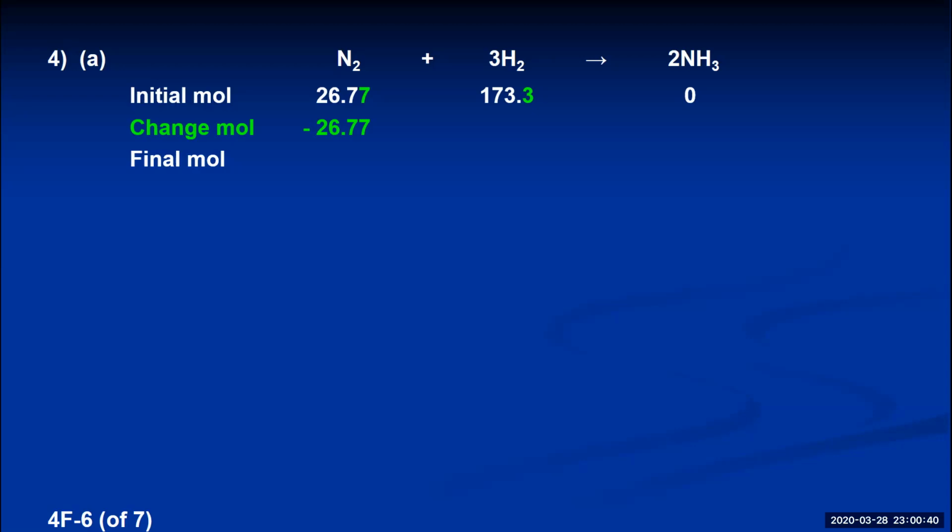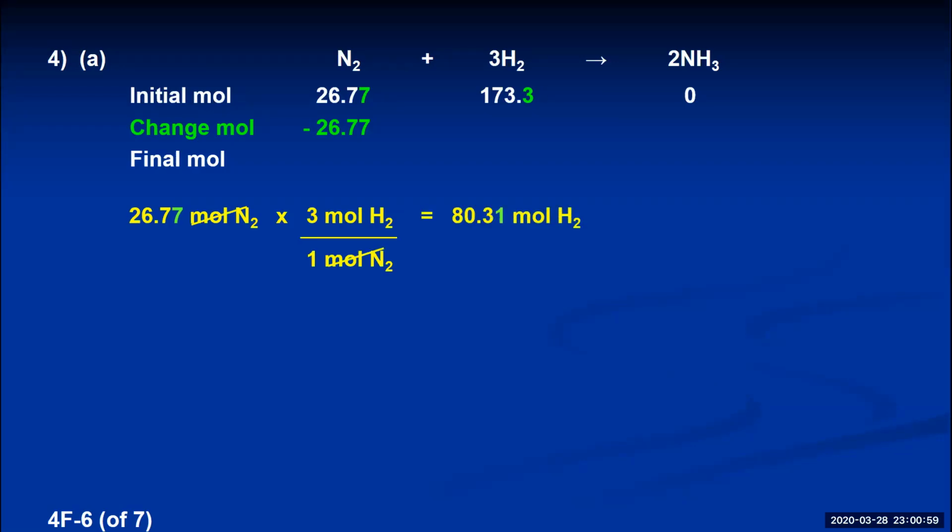Well, it's a 1:3 ratio, so it's going to have to be 3 times this number. And the way you can officially calculate that is you take the 26.77 moles and multiply by the mole ratio between nitrogen and hydrogen, which is that 1:3 ratio. 1 mole of nitrogen, 3 moles of hydrogen, and that means that it would react with 80.31 moles of hydrogen, so that's the number that goes here. And because 173 minus 80 comes out to be a positive number, that means we've actually picked, luckily, the correct reactant to be the limiting reactant.